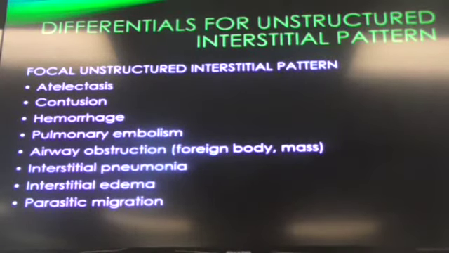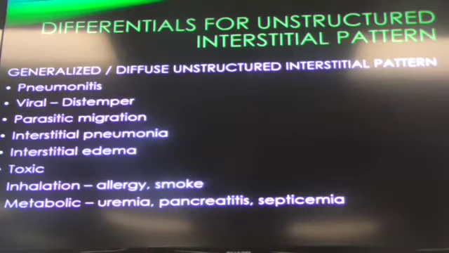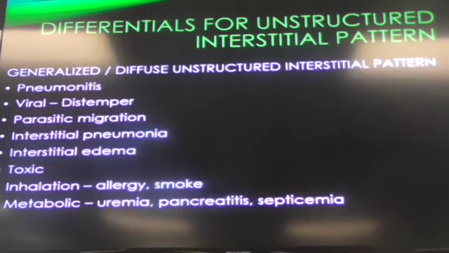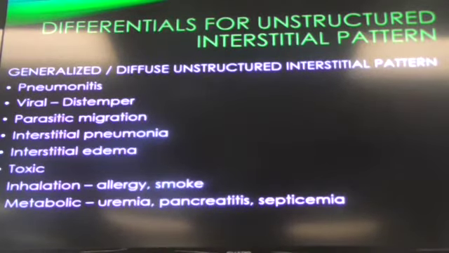Okay? And these are examples for generalized or diffuse unstructured interstitial patterns. Some of this overlaps. So infectious, parasitic, viral, bacterial, interstitial pneumonia, which is usually because of accumulation of the eosinophils, so it's called eosinophilic interstitial pneumonia or pneumonitis. Edema, again, may be due to cardiac disease, toxicity like rodenticide, inhalation, and metabolic causes like pancreatitis and septicemia. Okay? Alright, and then we can continue with structured.